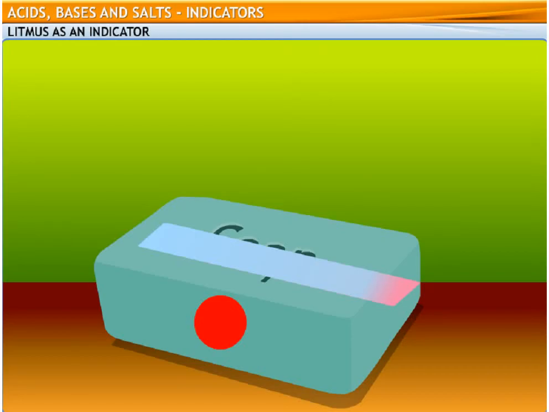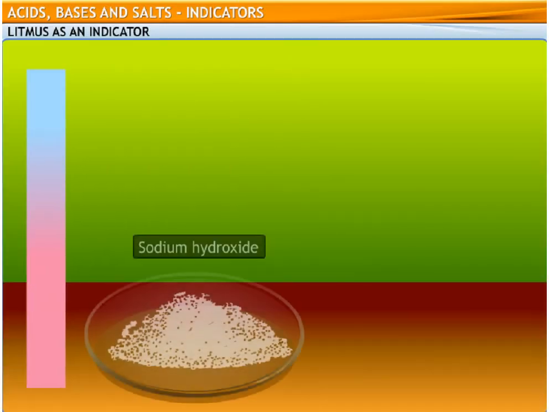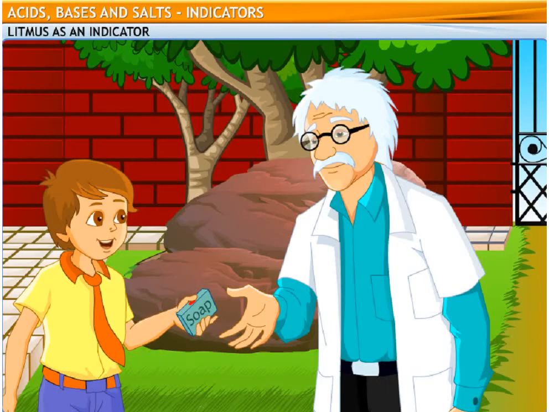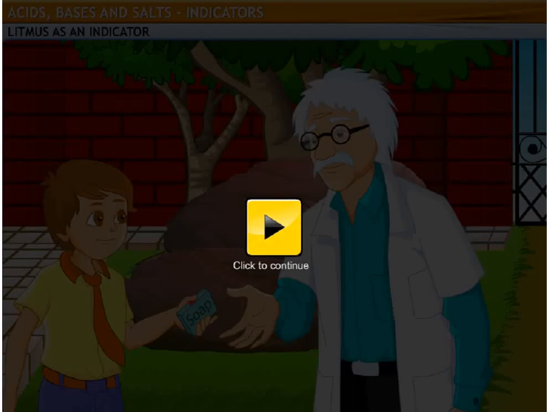This means that the substance is basic in nature. If it were acidic, the color would have remained red. Soap contains sodium hydroxide or potassium hydroxide, which are basic in nature. Thank you, Mr. Wiz.